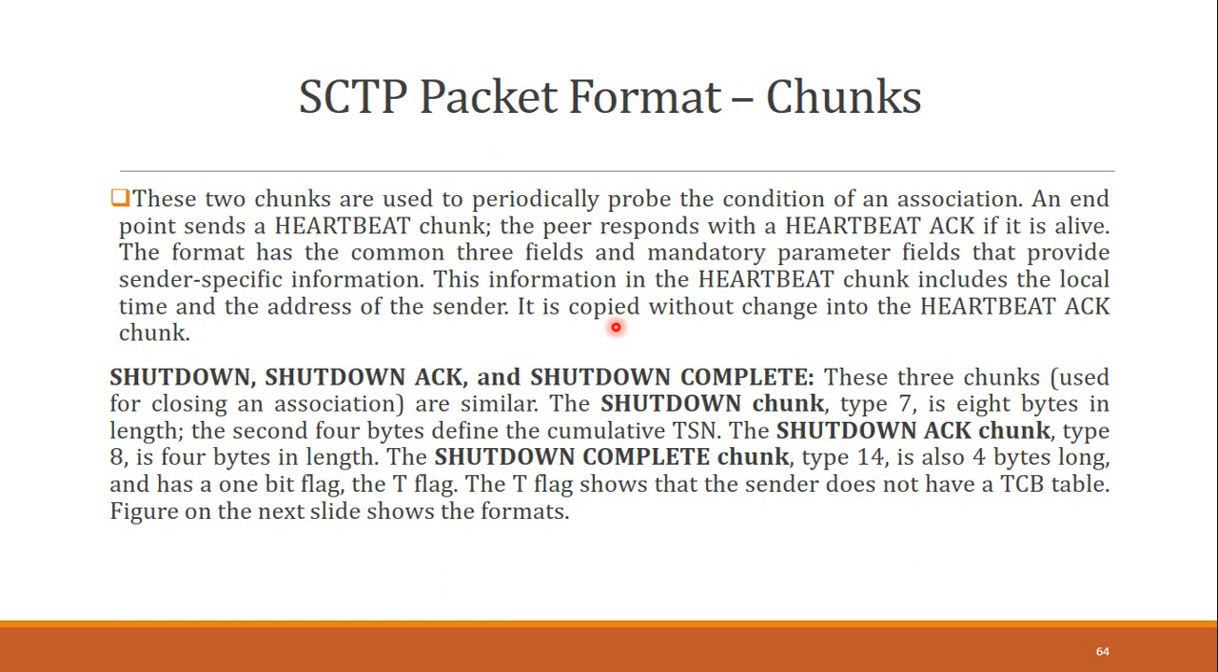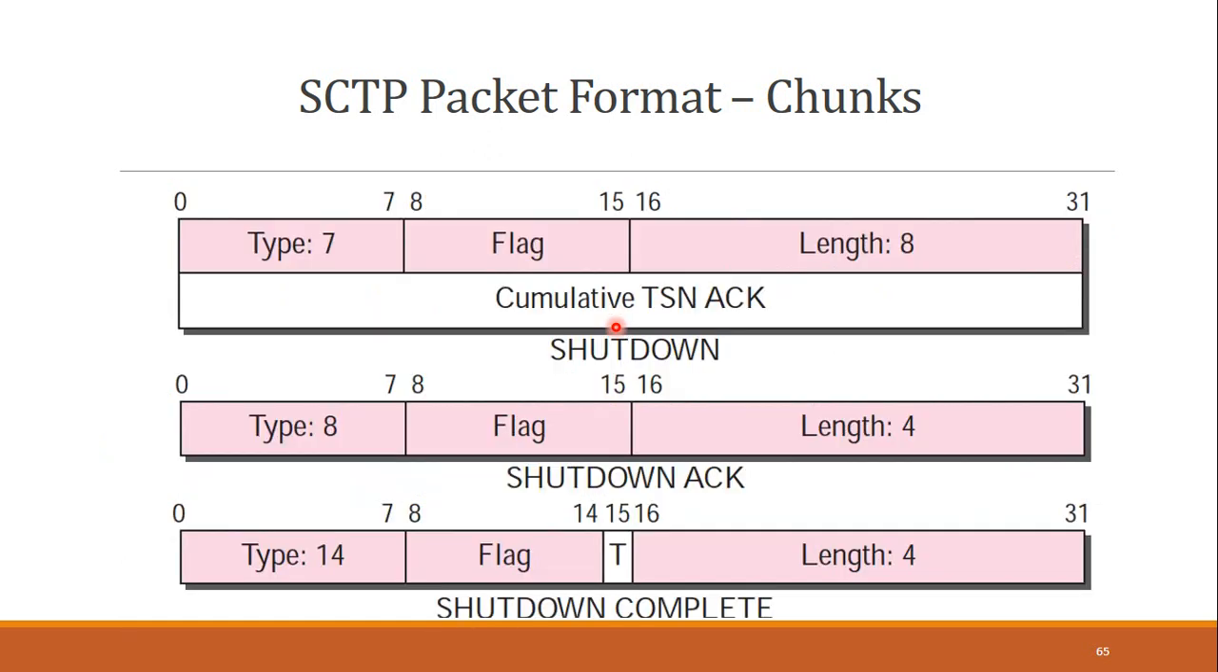Then we have the shutdown, shutdown acknowledgement, and shutdown complete chunks. These three chunks used for closing an association are similar in nature. The shutdown chunk, that is type 7, is 8 bytes in length. The second 4 bytes define the cumulative TSN.